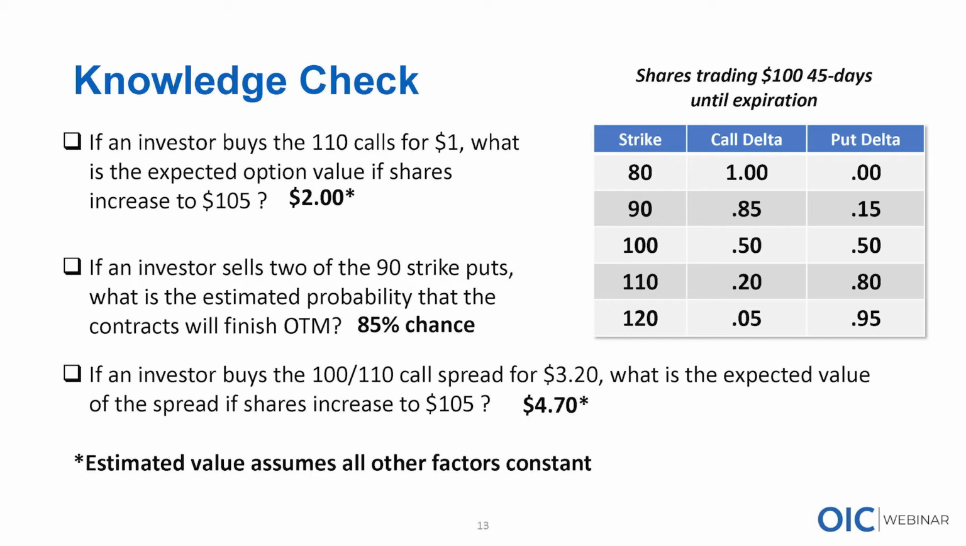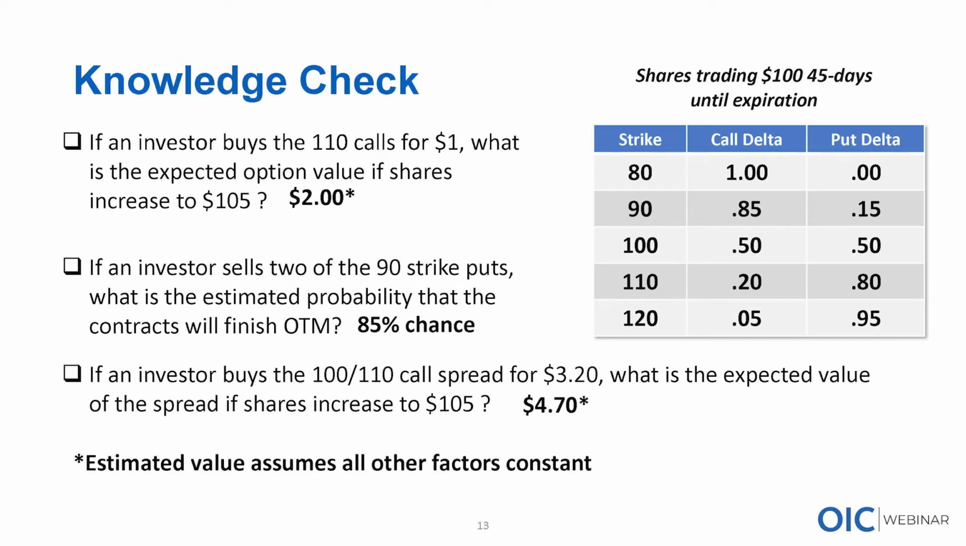All right, let's do a quick knowledge check on delta. So here we have shares that are trading right around 100, 45 days to go to expiration. So if an investor buys the 110 calls for $1, what do you think is the expected option value if shares increase to 105? Now, just jot down your answers on a separate piece of paper, because if we get answers in the Q&A box, it will just flood the Q&A box, and we'd like to keep that clean just for regular questions. But just write your answers down on a separate piece of paper. So what do you think?